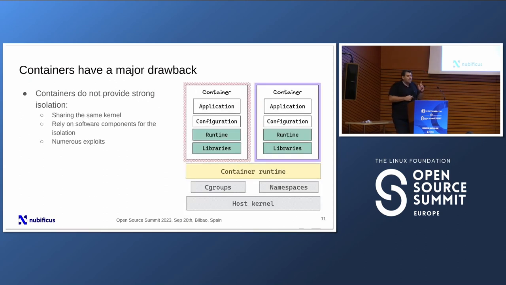However, they have a major drawback, the thing that we mentioned earlier. They do not provide strong isolation. So they share the same kernel, they rely on software components for the isolation, and if you take a look at the CVE lists with the container tag, you can check for yourself that there are a lot of bugs that allow privilege escalation. So one container can easily escape its sandbox.